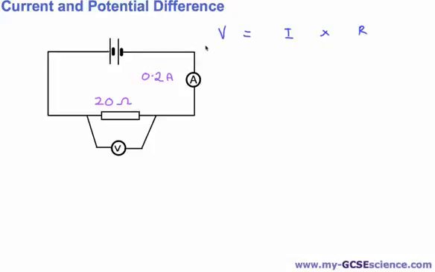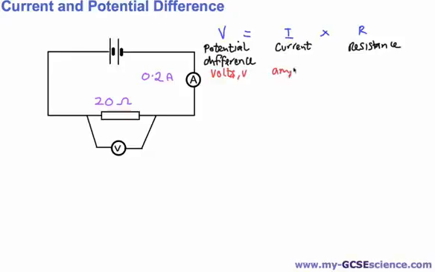So V stands for potential difference, which can also be stated as voltage. I stands for the current, and R stands for resistance. All these are given to you in the exam on the formula sheet. What's not given to you though is the unit. So for potential difference it's volts, with a letter V. We've got current, which is amperes or amps with capital A.